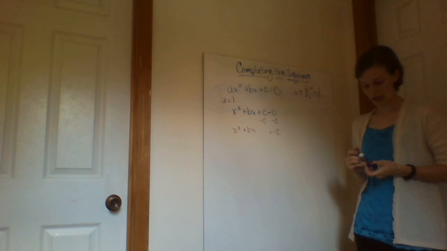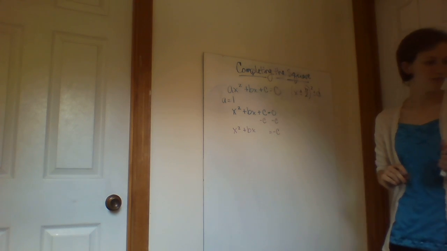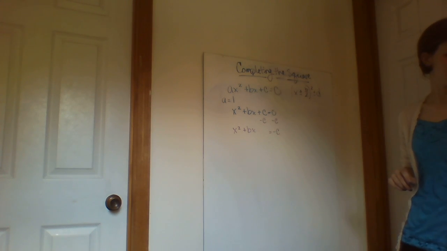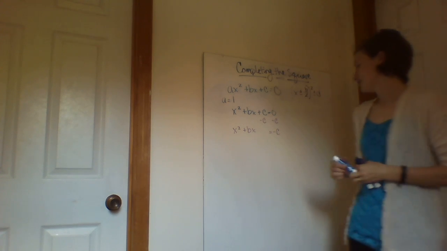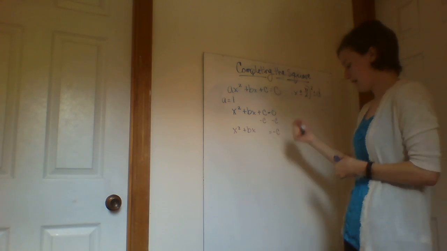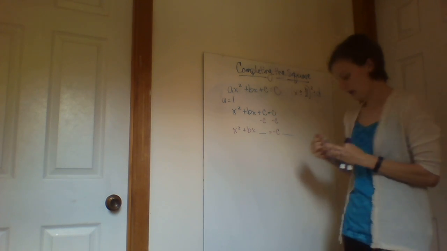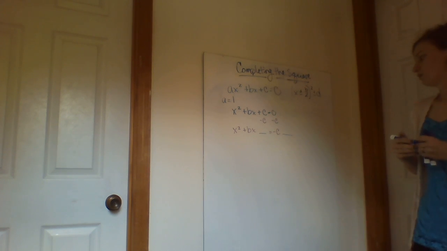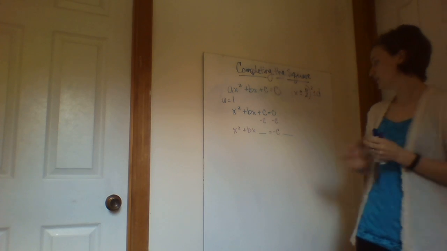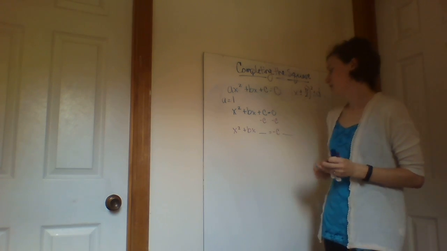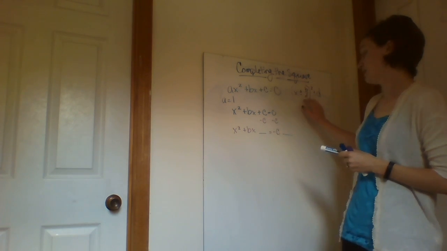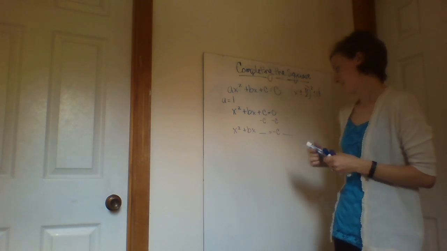Okay, so we have that. That's all well and good. Could I have the blue? Purple. So now we have a blank here and a blank here. We want to fix that. We need to have a constant in here, because remember, we're trying to get to this. This is what we want.